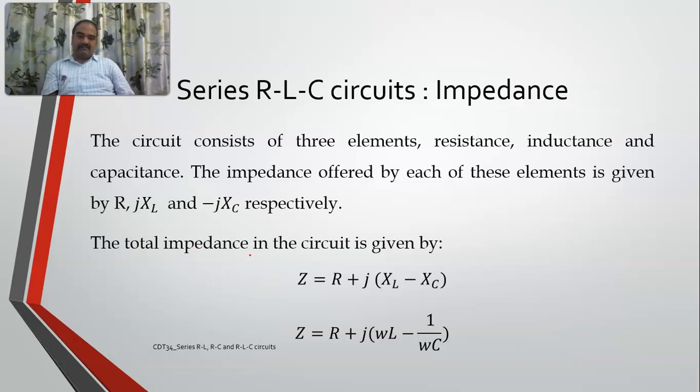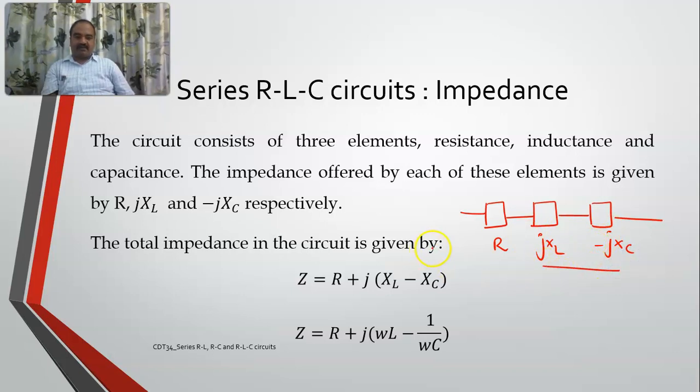Now the total impedance which is offered by the three elements is given by, so this is resistance, this is inductance, this is capacitance, right? So this is R, this is jXL, this is minus jXC. If I join these things and take j as common in these two elements, I'll get Z equal to R plus j into XL minus XC. This is here Z, isn't it?